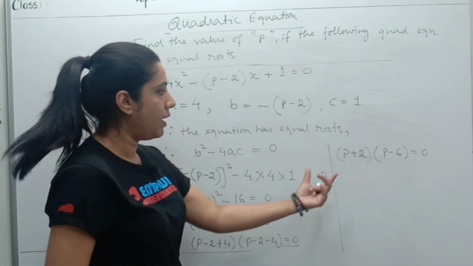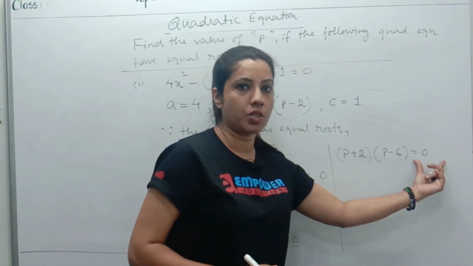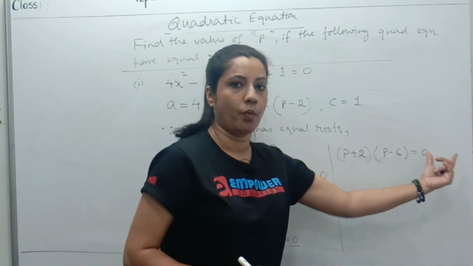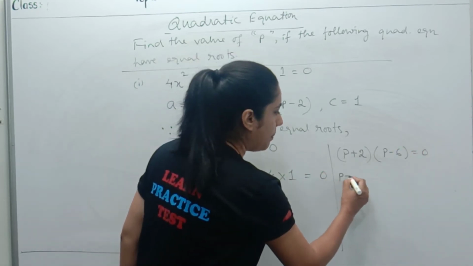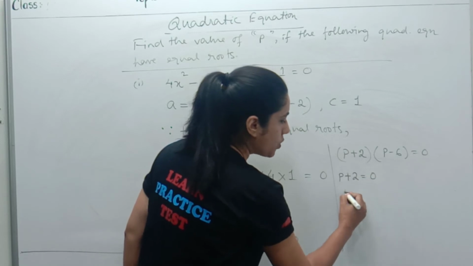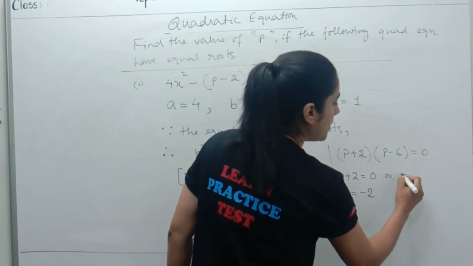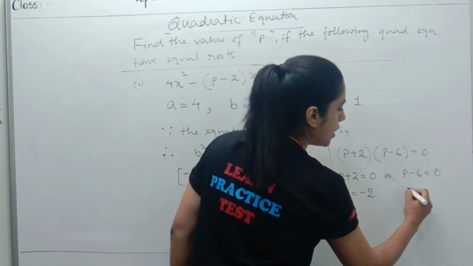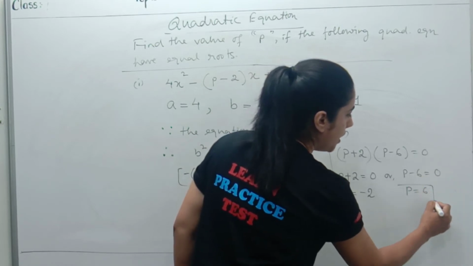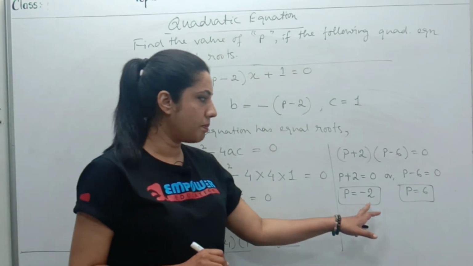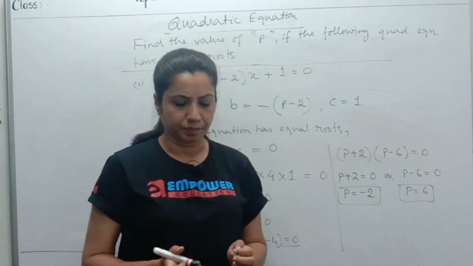So when you have a into b equal to 0, we can separately make a equal to 0 and b equal to 0. So first we'll make p plus 2 equal to 0. So p is coming minus 2 and the other factor is p minus 6 equal to 0. So p is coming 6. So in this case we are getting two values of p. One is minus 2, one is 6.